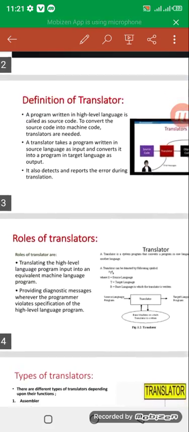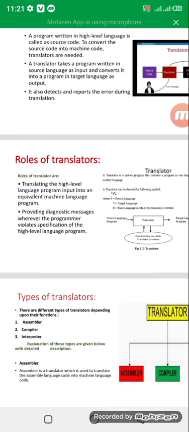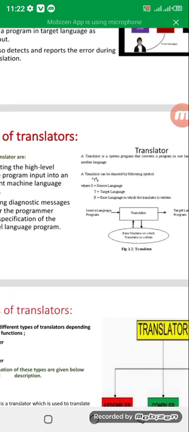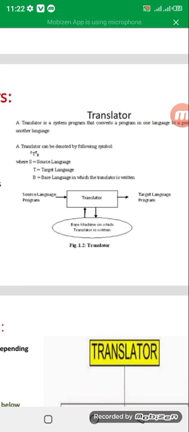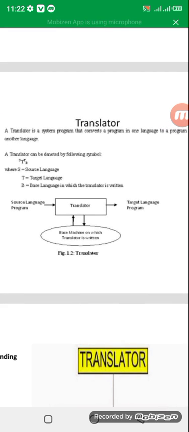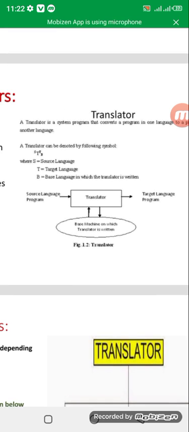Then we move towards the role of translators. The role of a translator is to translate a high-level language program into an equivalent machine language program. It provides diagnostic messages whenever the programmer violates the specification of the high-level language. A translator is a system program that converts a program in one language to a program in another language. Translators can be denoted by the following symbols.